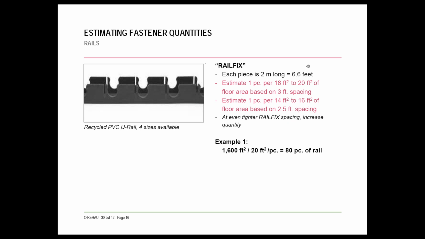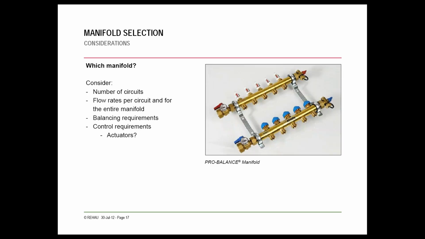Okay, Railfix and other pieces like that will, if you go to their product page, show you how to do the spacing. This is saying each piece is 2 meters long, and you're estimating 1 piece for every 18 to 20 square feet. So it'll tell you exactly how many you need, and I'll show you a quick example of that in a second. The manifolds will be determined by the circuit.